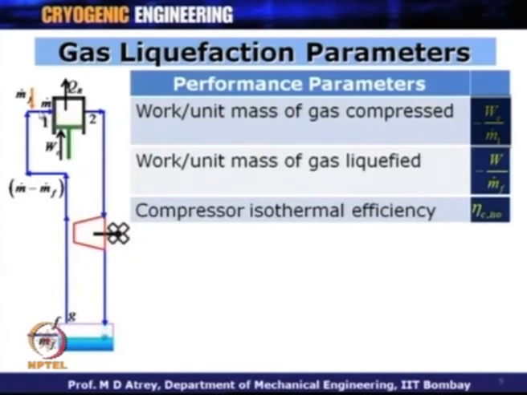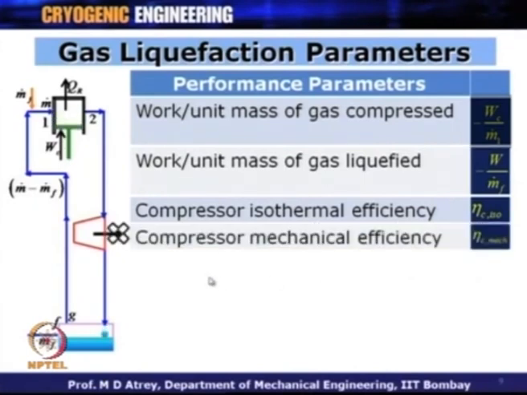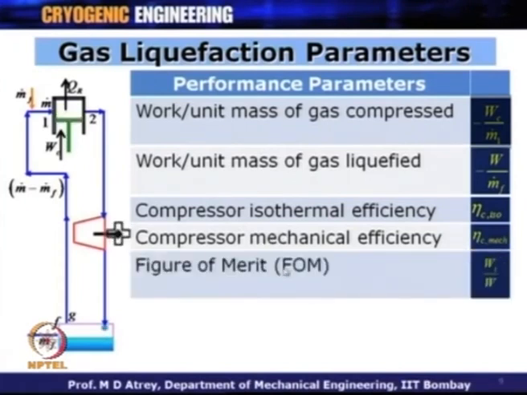The compressor isothermal efficiency. We are assuming that the compressor is isothermal. However, in the actual case, the compressor may not show isothermal compression, and therefore, we have an efficiency which is called compressor isothermal efficiency. Similarly, we have compressor mechanical efficiency, which accounts for all the irreversibility or the frictional losses in a system, and it is called eta C mechanical or efficiency mechanical. Then we define one more parameter called figure of merit or FOM.